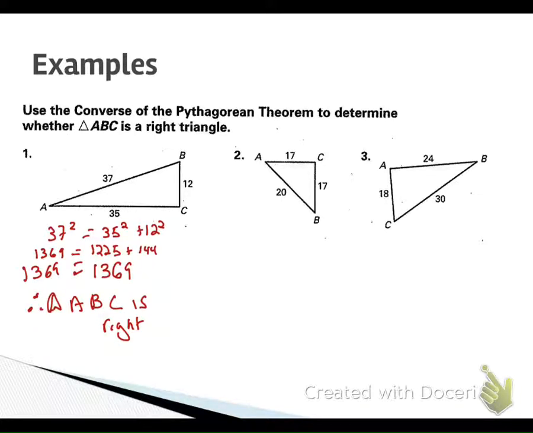Okay. So now we're going to solve the next one. So here we see that we have 20 squared equals 17 squared plus 17 squared. So 20 squared is the easy one. 400. 17 squared. 289. 289 plus 289. What value do we get when we add those two together? 578. It's not the same. So therefore, triangle ABC, it's not right.